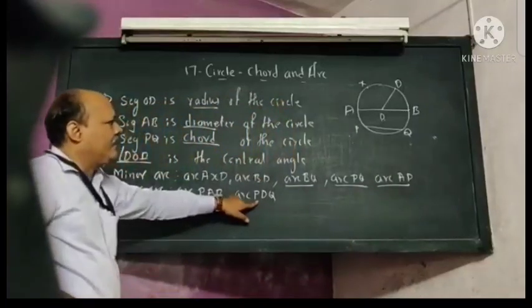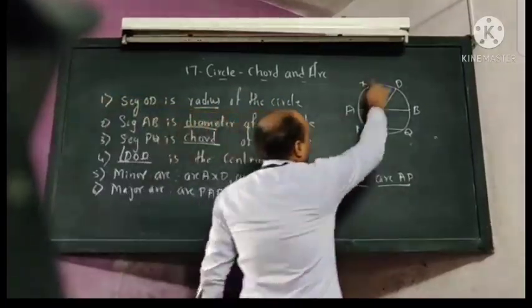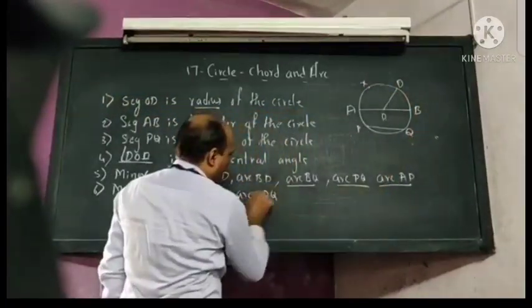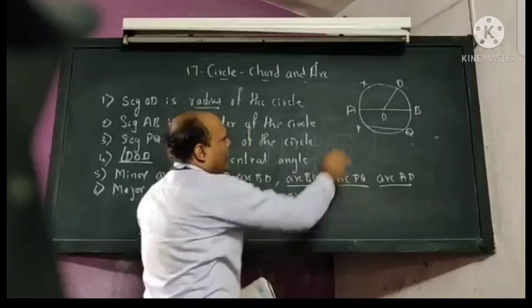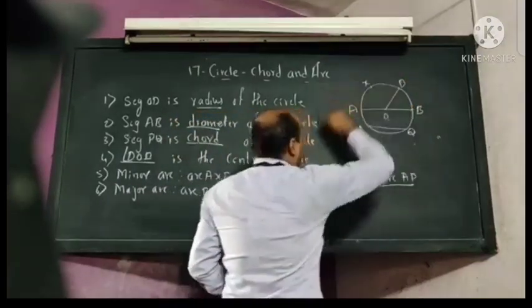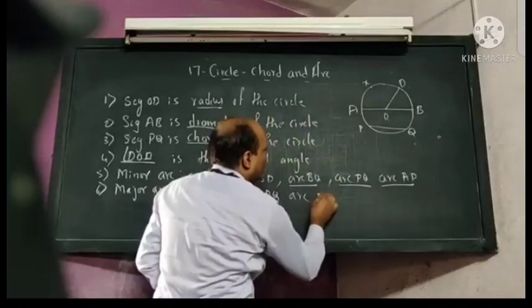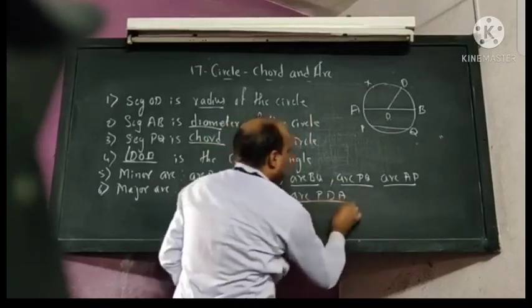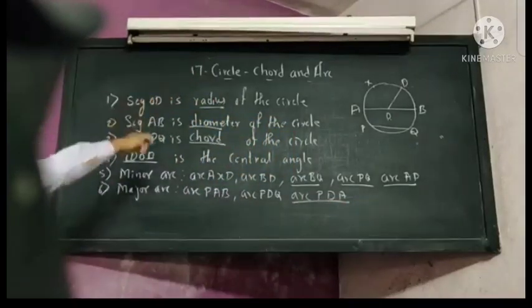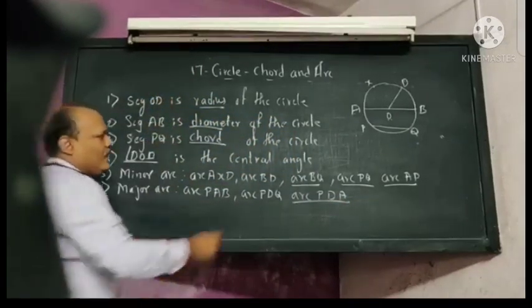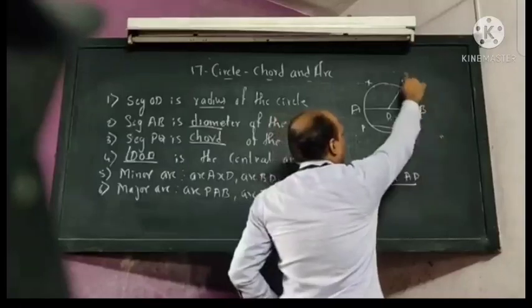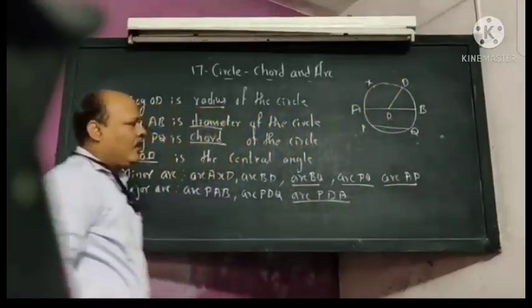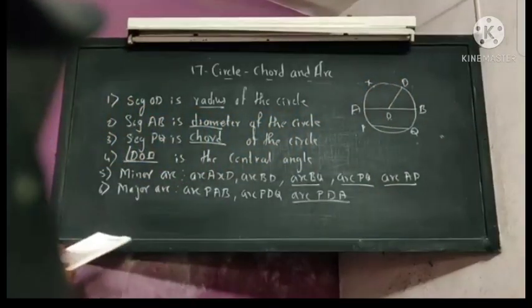Same way, what is the next one? PDQ, and the one we are going to write is arc PDA. We will write it in the reverse order, that is arc PDA. I hope all of you understood the third one. You can write it in any form. You can start from P, take any alphabet in the middle, and add the last alphabet here. That is the major arc.